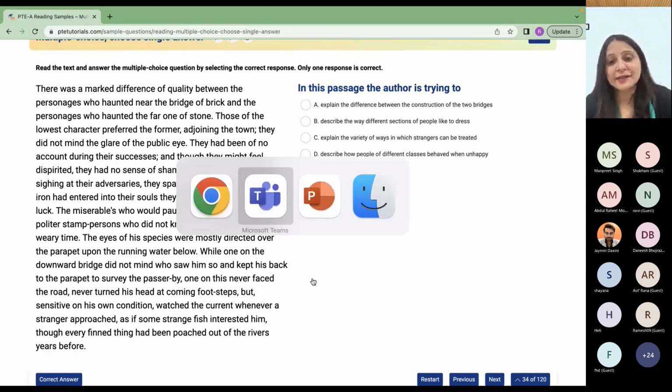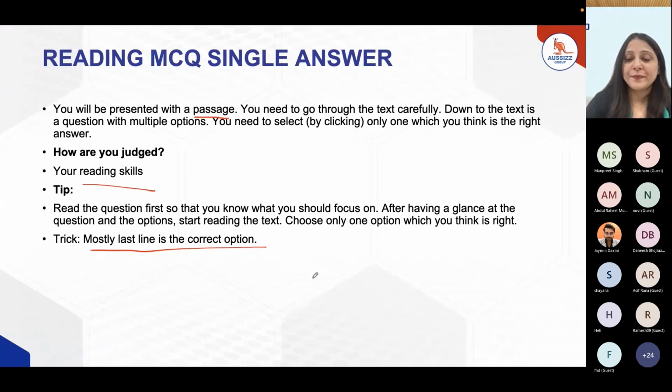Let's move to the next task again. Now, this question type here is very simple. Reading multiple choice question, single answer, just click one. If you do it correctly, you will get plus 1 mark. If you do not do it correctly, you will get 0.